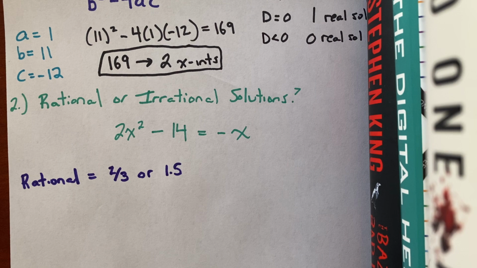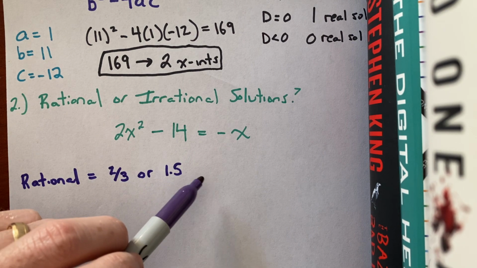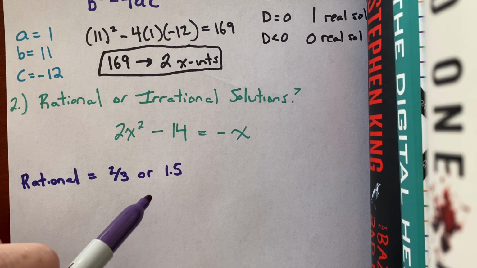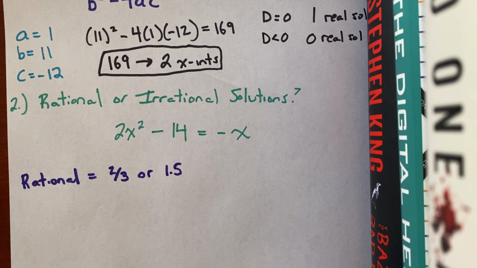The textbook definition of a rational number is a number that you can write as a fraction, or a number that terminates, as in the decimal stops. It doesn't have numbers that keep going on forever. And it could also be a repeating decimal. So like 0.333333 is 1/3. That is a rational number.